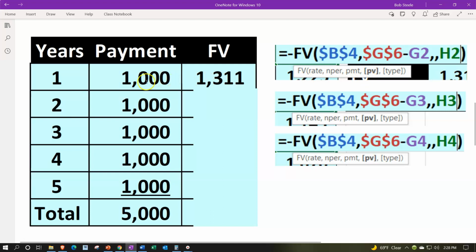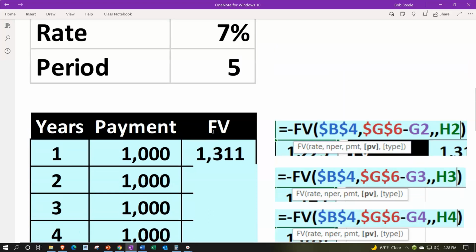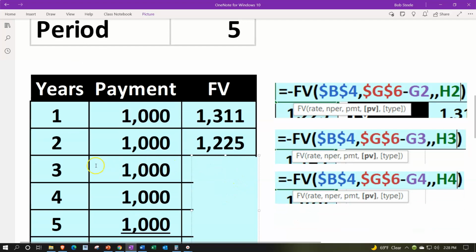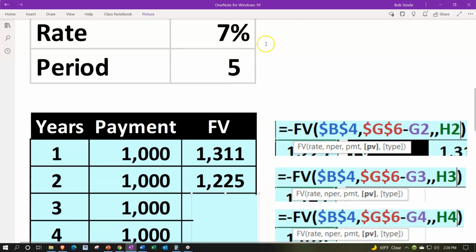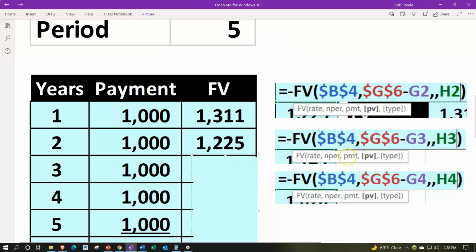If we take that future value of the first period out, 4 periods at 7%, we get that 1,311. Then if we copy this down, same thing, we copy the formula down, we get negative future value, the rate still 7%, same exact cell because we used an absolute reference, comma, here's the funny point, the number of periods is now 3, 3 periods left that we want that to be.